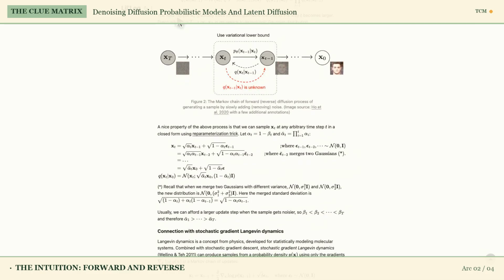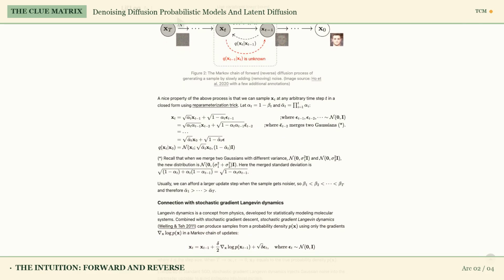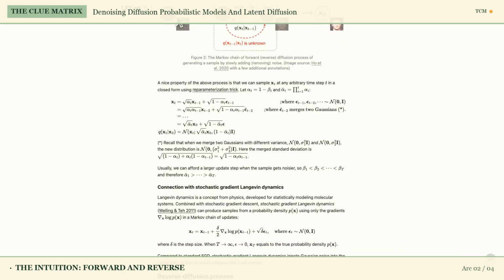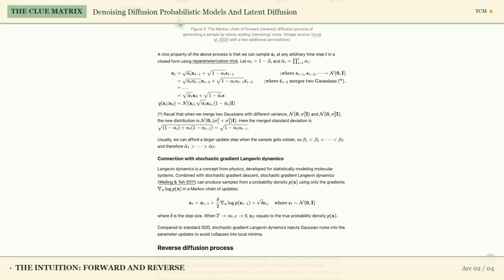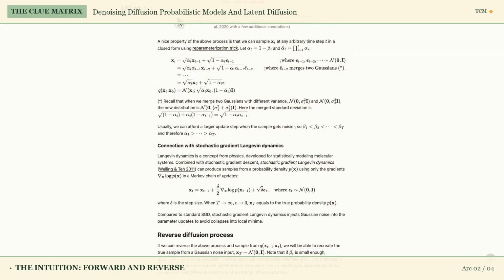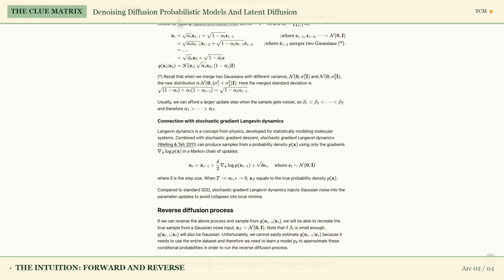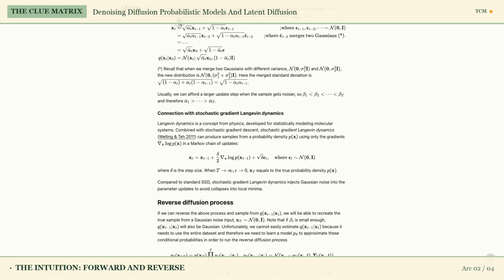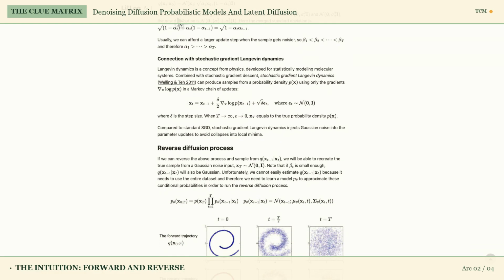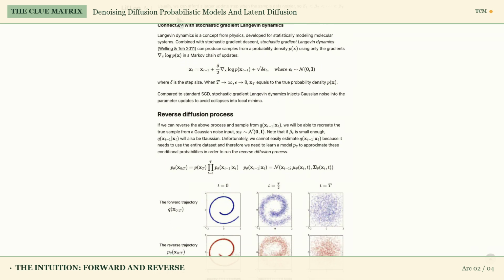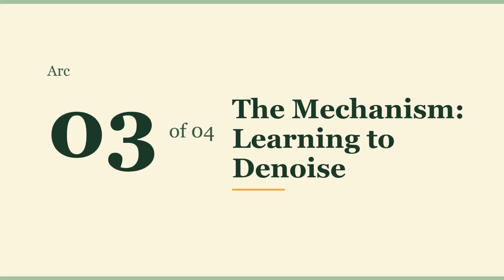Here's the challenge. The true reverse process, sampling from q(xt-1 | xt), is intractable. As the text says, we cannot easily estimate this because it needs to use the entire dataset. So we can't directly reverse the exact noise function. We have to learn an approximation of it. Exactly. This approximation is where the neural network comes in, and it's what makes the system powerful. Let's look at how that learning process actually works.